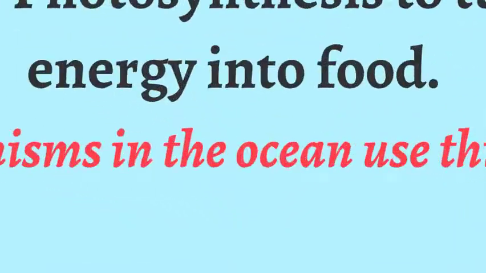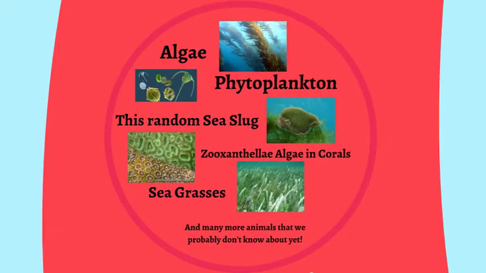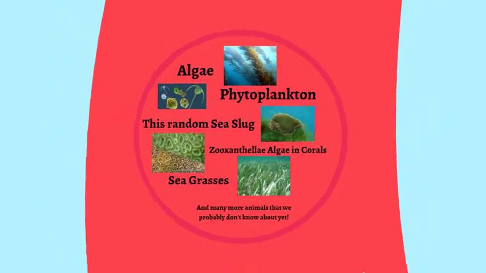And there are a lot of different organisms that will use this process in the ocean, like algae or kelp, phytoplankton species, this random sea slug that will utilize algae in their body, just like zooxanthellae and corals. Zooxanthellae is an algae that will live in the tissue of corals and produce food by photosynthesis. We also have seagrasses and many more organisms that I'm sure we don't even know about yet.